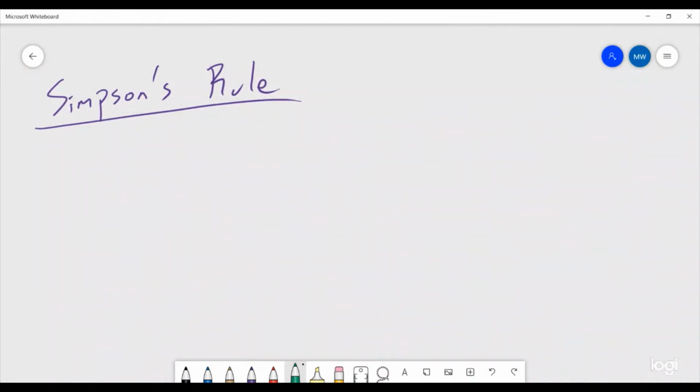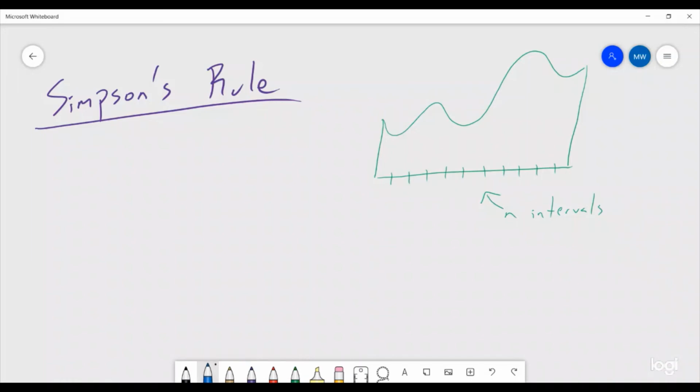So this is if you were trying to approximate some curve like this. We're trying to approximate the area under that curve. We are going to break this up into n intervals, and then Simpson's Rule says that the area from a to b of our function f of x dx can be approximated by S sub n, where n is the number of intervals and we have the condition that n is even.